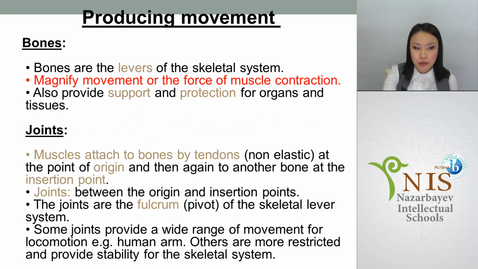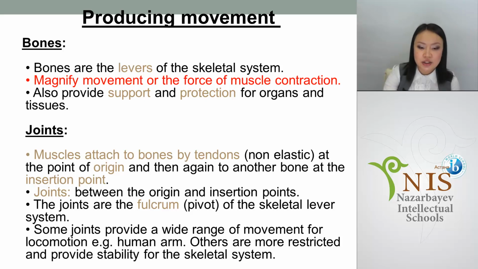Producing movement, bones. Bones are the levers of the skeletal system. If we divide into parts, passive movement and active movement. Passive movement is provided by bones and joints. Active movement is provided by muscle. Bones magnify movement or the force of muscle contraction, and also provide support and protection for organs and tissues.